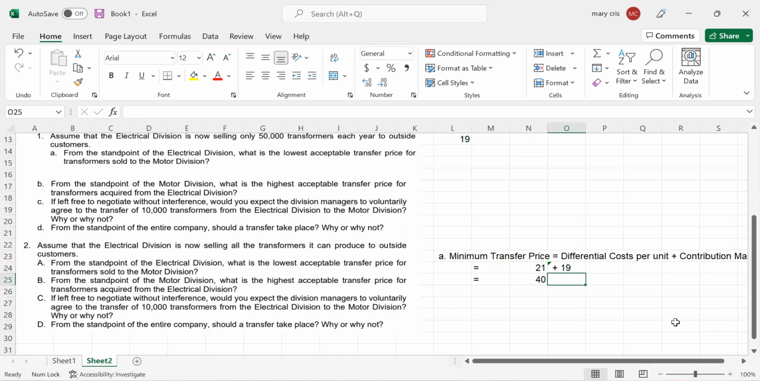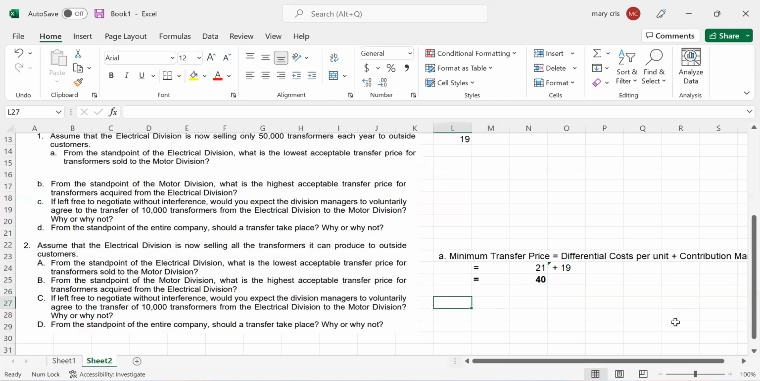40 pesos. So this will be your minimum transfer price because nga meron nang magiging opportunity lost si electrical company because hindi niya maka-cater ang outside na mga customers niya. Sige. So, yan. Letter B.